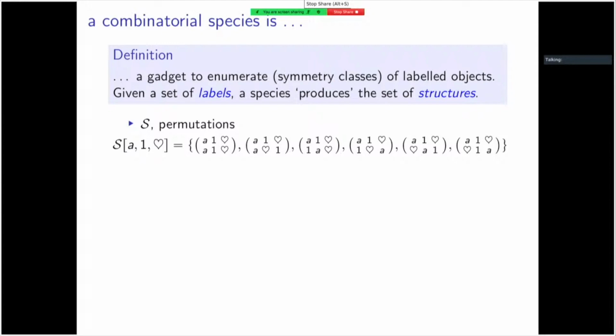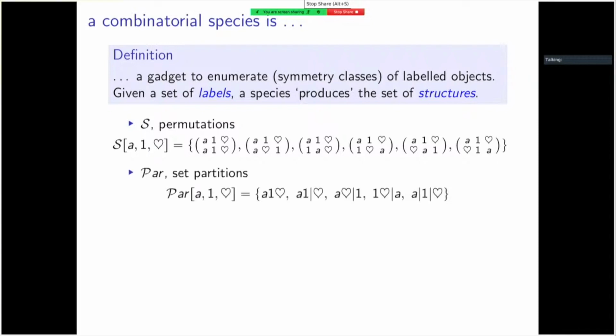So the first element, I write permutations in 2-line notation. A should be mapped to A, 1 to 1, and heart to heart. That would be something like the identity. Or here, A is mapped to heart, 1 is mapped to A, and heart is mapped to 1. That's something like a cycle. So I rather think of permutations as bijections, actually. So that's a perfectly good definition.